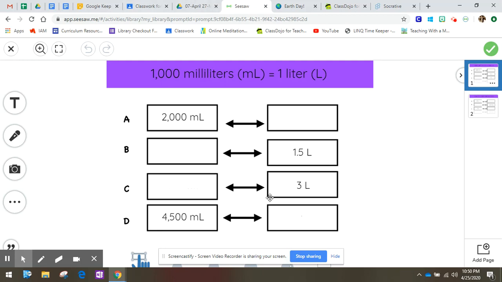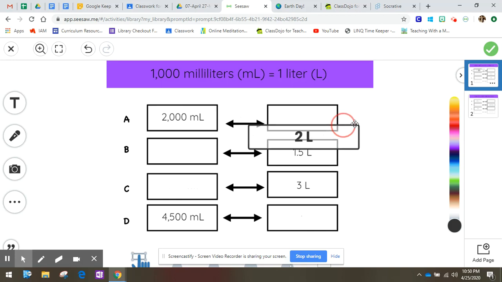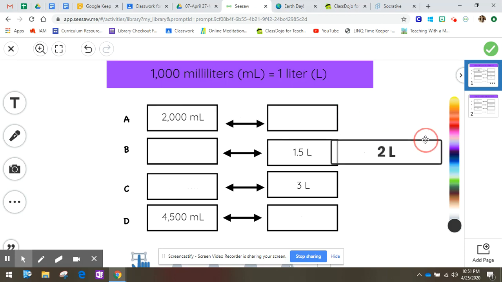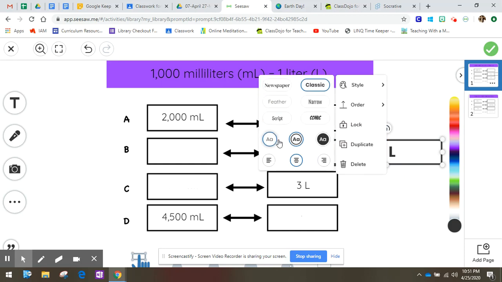So let's look at this first problem on this page. 2,000 milliliters equals how many liters? Well, if I look at my conversion up here, 1,000 milliliters equals 1 liter. So then 2,000 milliliters would equal 2 liters. And while I change the formatting of this, you probably notice that liter is with a capital L. Remember, all the abbreviations are going to be there for you.